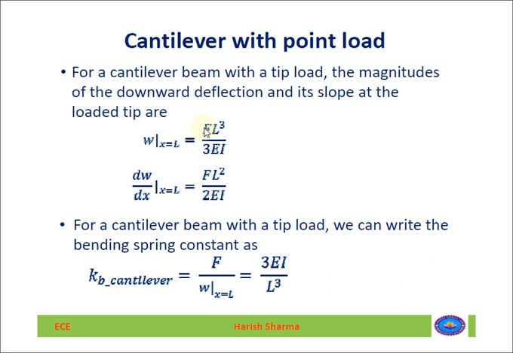So what is the spring constant? F upon W. For the spring force F equal to kx, what is the value of k? That is F upon x. Here x value is W. So F upon W, that is 3EI upon L cube. We will get this final. This is the spring constant for a cantilever beam.